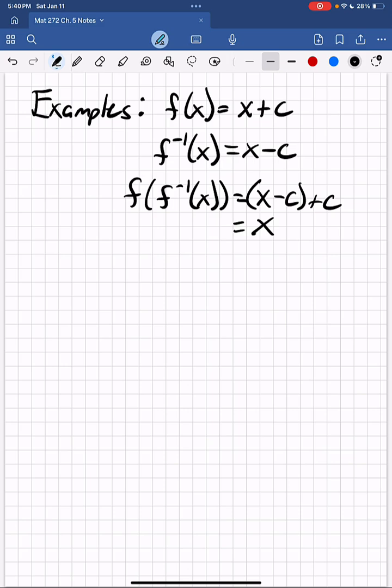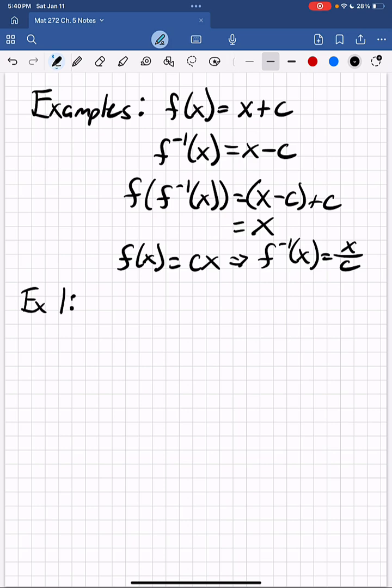Another example would be with multiplication and division. Let's say that f of x is equal to c times x. Then we have an inverse to be x over c, because if I plugged one into the other, then I would end up with x being left. Okay? All right, so now let's do a real example of this.